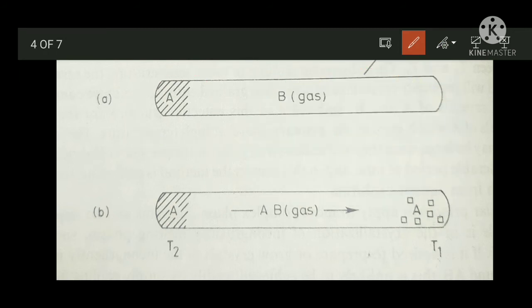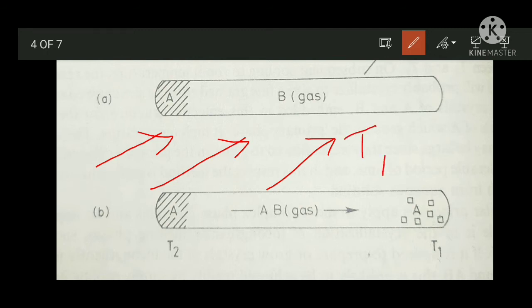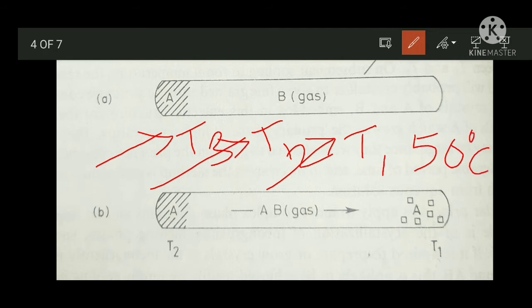So what is meant by temperature gradient? Temperature gradient means we can apply the temperature in different directions with different rates, such that T1 is one rate, T2 is another rate, and T3 is another rate, and the minimum temperature change is kept as 50 degrees Celsius.